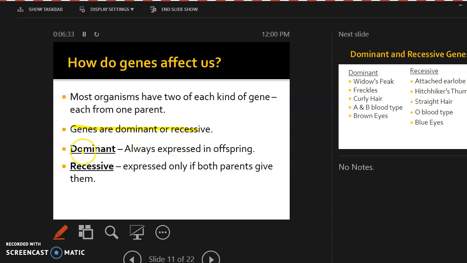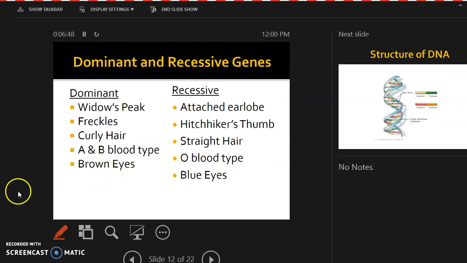And so what does that mean? Dominant genes are always expressed in the offspring, and recessive genes are expressed only if both parents give them. Okay, in the next slide we'll talk about some genes that are dominant and recessive. Okay, so just pick two of each to write down. Alright, so some dominant genes are widow's peak, freckles, curly hair, A and B blood, and brown eyes.